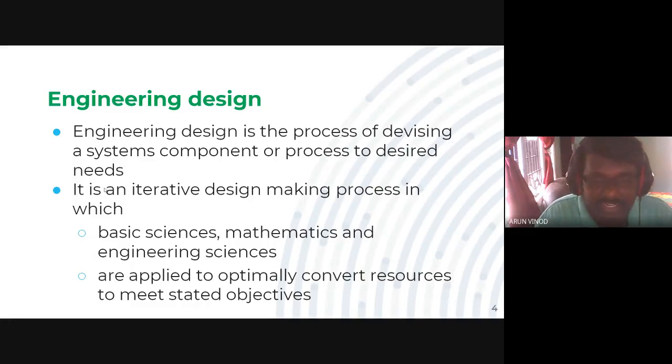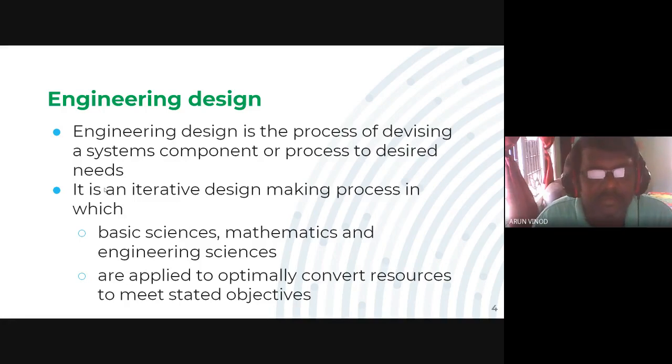So the idea behind this is that with the help of an iterative process and minimal resources, you are trying to develop a product. For that, you are making the design. So how is the design made? With the help of an iterative process. You are doing some repetitive process, right? Fine. This is your definition of engineering design.